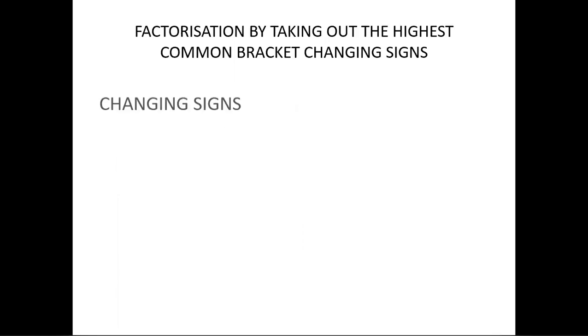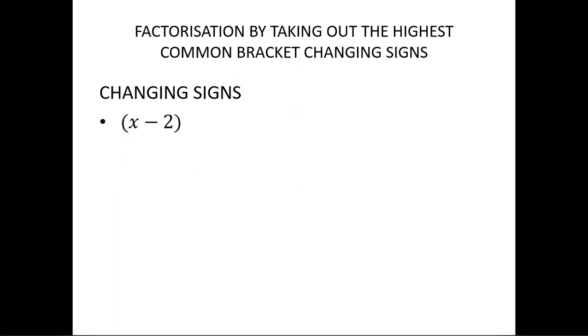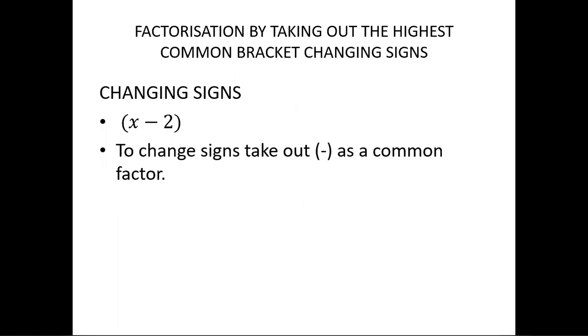All right. Here we'll simply be changing signs. For instance, if I have a bracket like this where we have x minus 2, to change signs, I will simply have to take out negative as a common factor. The signs of terms that are inside the brackets will simply change.